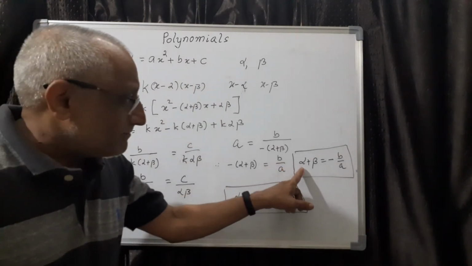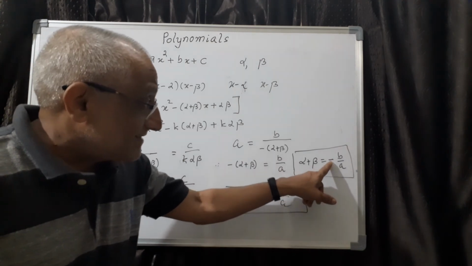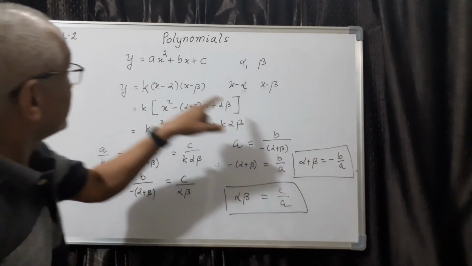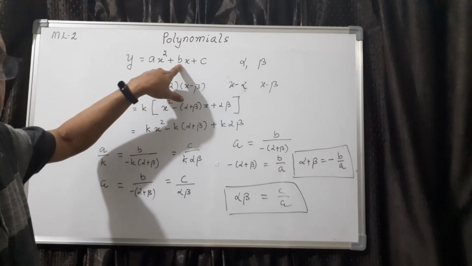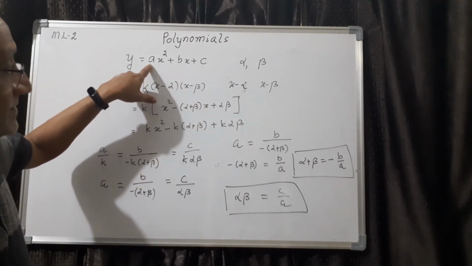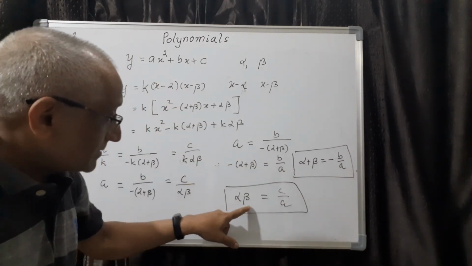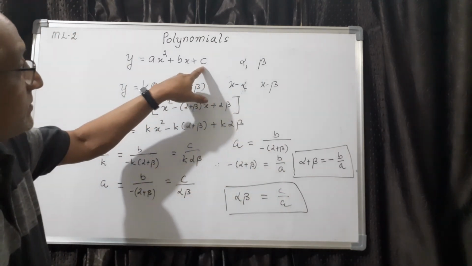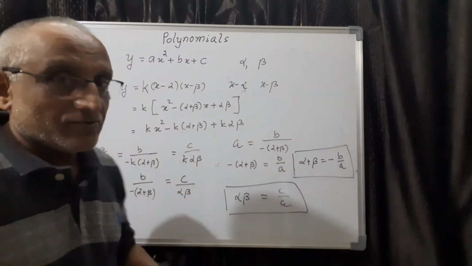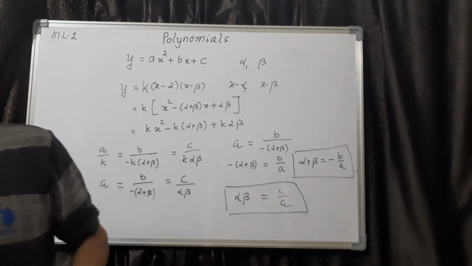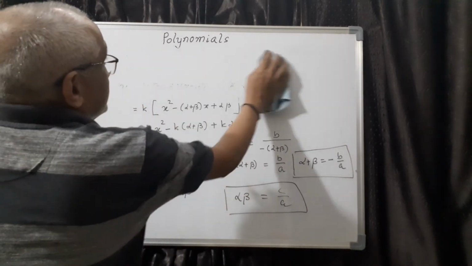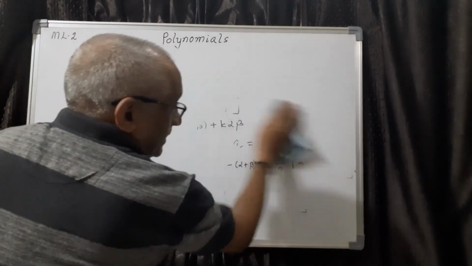Therefore, sum alpha plus beta equal to minus b by a: b, coefficient of x, divided by coefficient of x square. Product of the roots equal to c, the constant, divided by this a. So these are the two relations which we can remember. So this is the connection between the zeros and the polynomial.